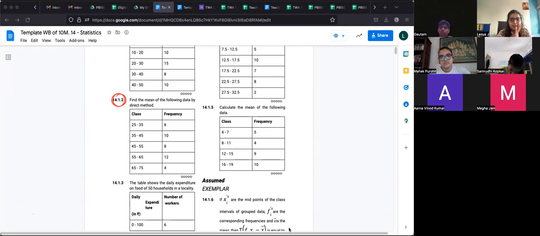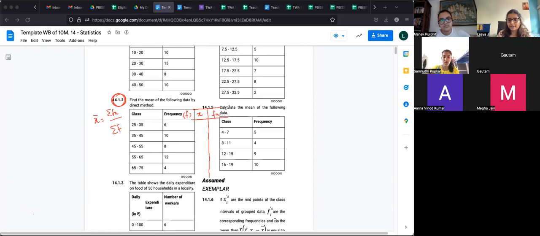This has become even easier. They've directly given these are the classes. Frequency is this, so this is F. Then figure out class marks X. And once you have F and X, X bar is sigma Fx by sigma F. So you will have to find Fx. Multiply F into X, then divide the totals.